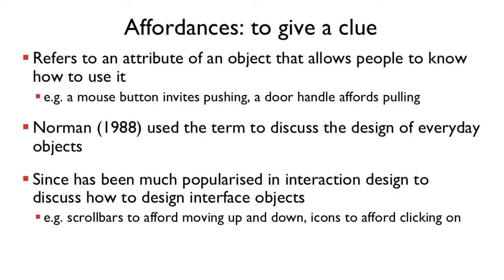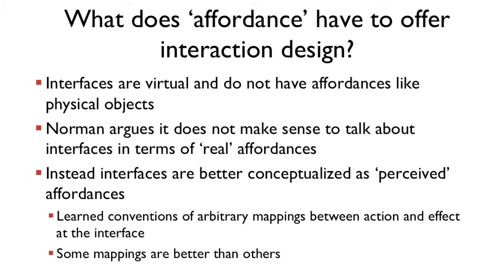So the idea is that affordances give a clue, showing people how to use something. The mouse button invites pushing, a door handle affords pulling, and Don Norman used this term to discuss the design of various things. It's since been popularized in interaction design to show how to design interface objects. The reason is that he argued you could use visual cues to show affordances.